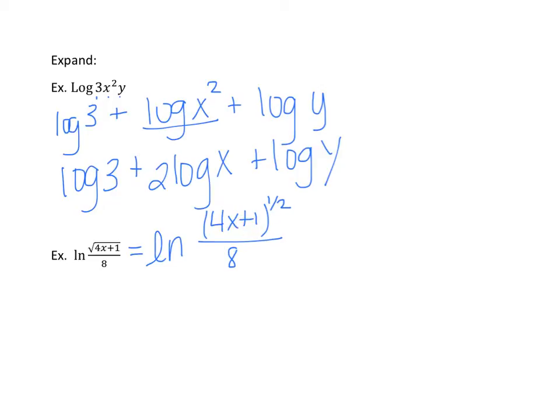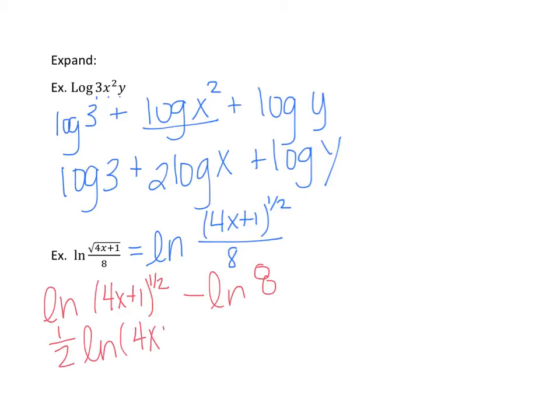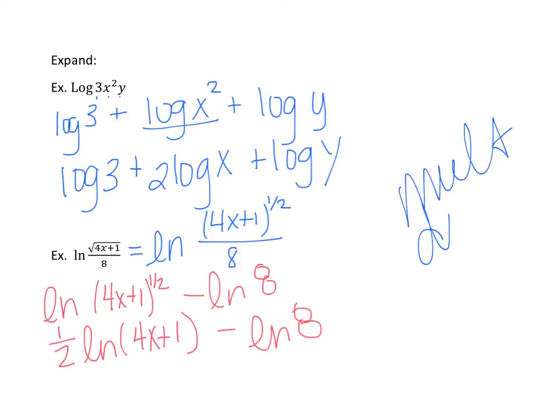Okay, my division goes to subtraction. So this is the natural log of 4x plus 1 to the 1/2, minus the natural log of 8. I'm going to pull my exponent out: 1/2 natural log of 4x plus 1, minus natural log of 8. And I did misspeak. Since we are expanding, you do not expand anything with addition. It is already expanded as far as it can go. You can only expand multiplication, division, and exponents.